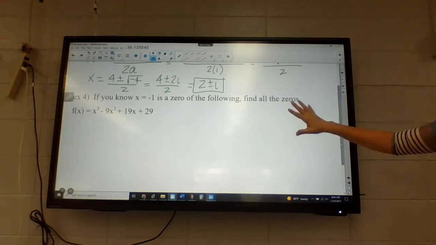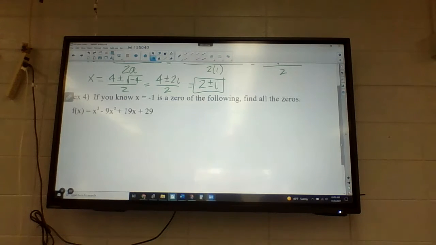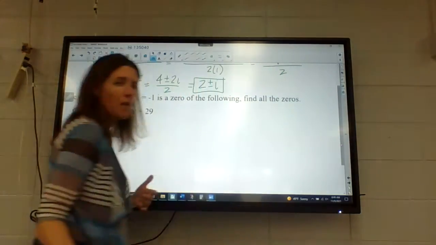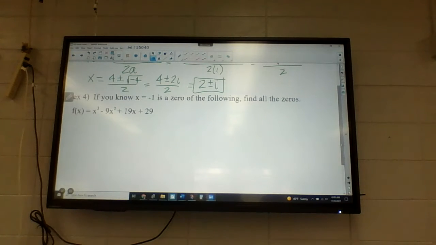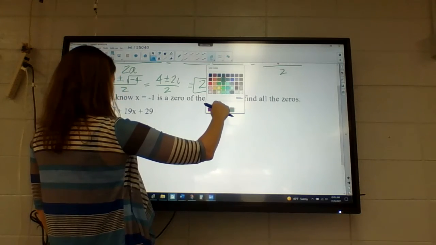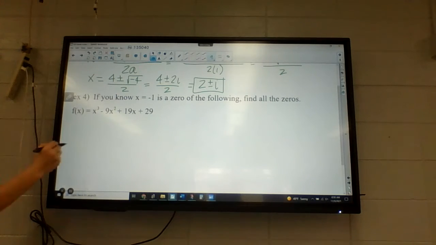All right, so this is getting us back to what I was trying to do in letter B back up there. If I know -1 is a 0, the following, it asks us to find all the zeros. So this is where we want to use synthetic division to get the rest of this out. Because if I try to factor this, this isn't factorable at this point. And so we'll see if we can get that out of there and help us out here.